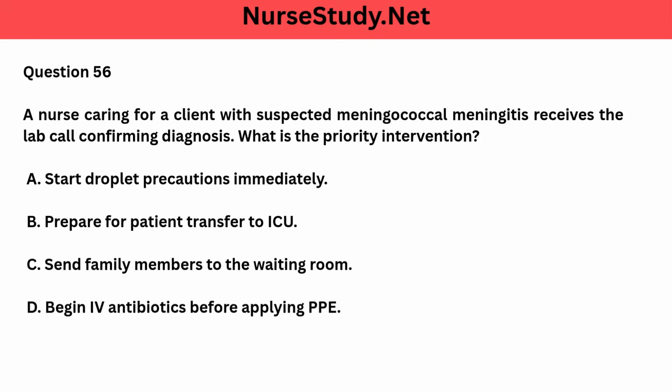Question 56. A nurse caring for a client with suspected meningococcal meningitis receives the lab call confirming diagnosis. What is the priority intervention? A. Start droplet precautions immediately. B. Prepare for patient transfer to ICU. C. Send family members to the waiting room. D. Begin IV antibiotics before applying PPE.